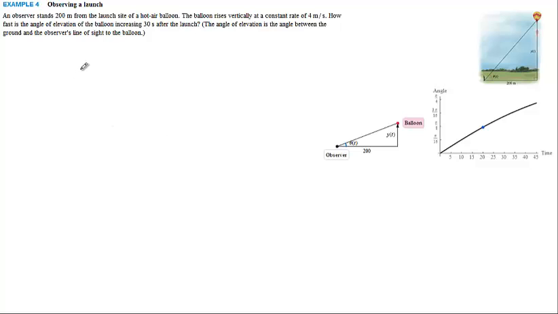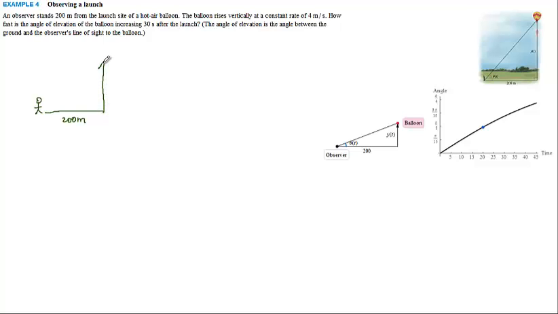Last up, we got a hot air balloon. Groovy little pictures here. I'm going to draw my own just so I can walk myself through this. An observer stands 200 meters from the launch site, so here he is. And he's 200 meters from the launch site, and that value doesn't change. He doesn't walk closer. The distance from the launch site is always the same.